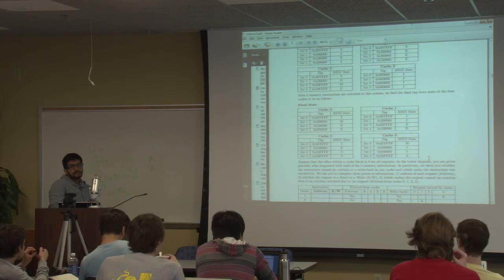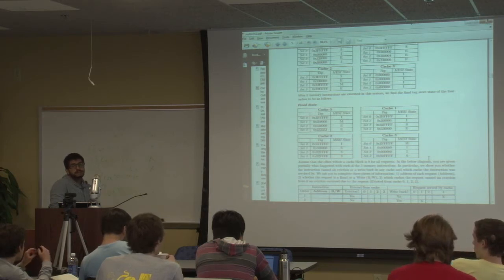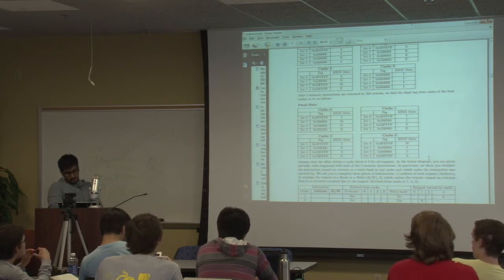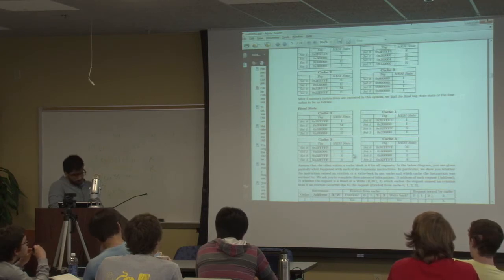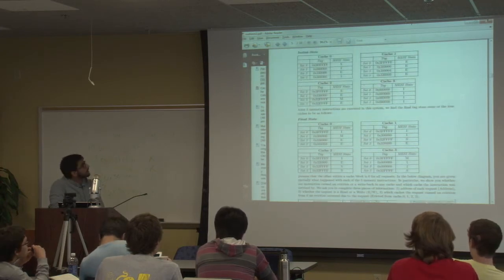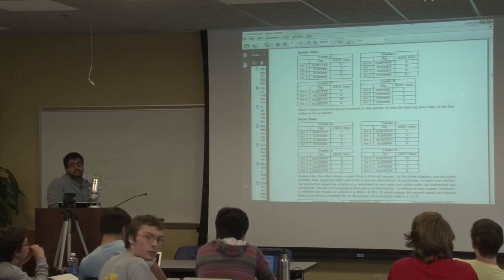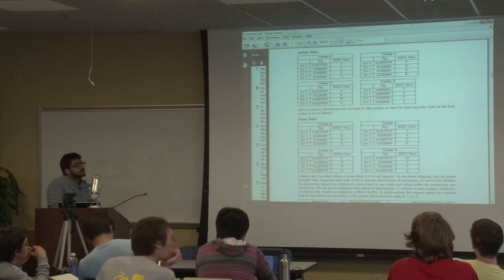Yep. How is it possible that in the initial state there are 3 exclusive states for the same cache block? Cache 0, 1, and 2. They're not the same block. They're in different sets, which means it's a different address.